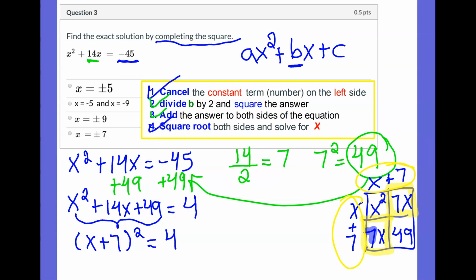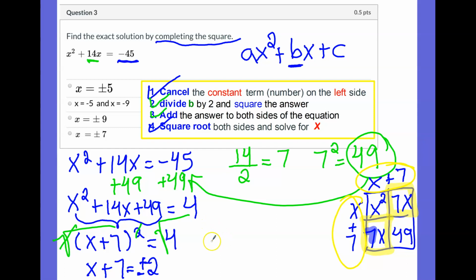So I will square root both sides. The square root cancels with the square. And now I have x plus 7. And on this side, the square root of 4 is 2, plus minus 2. You can't see the minus. Let's fix that. Plus minus 2. Okay, so now I need to solve for x.